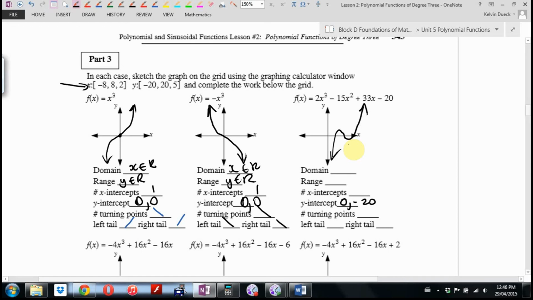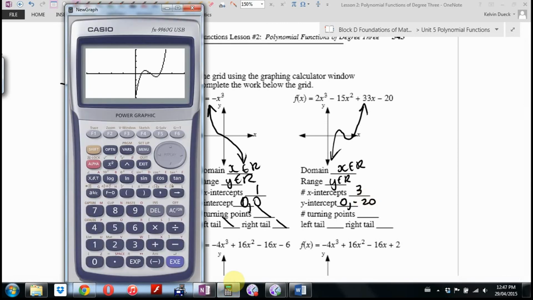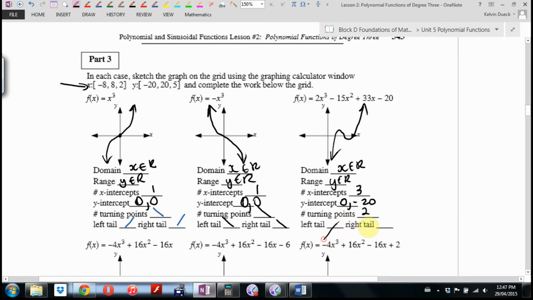Okay, what's the domain? Hopefully that's getting a little redundant. What's the range? How many x-intercepts are there? 3. How many turning points are there? Giancarlo? 2. 1 there. And 1 there. And you know what? Does that increasing, whatever you want to say.